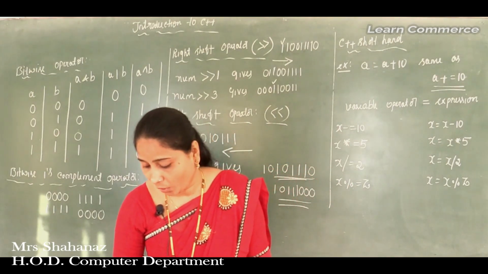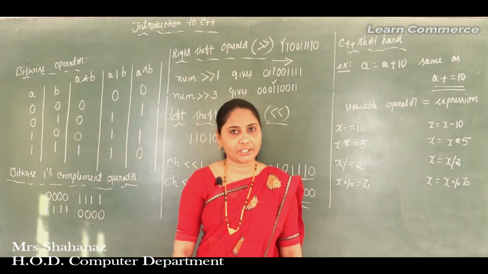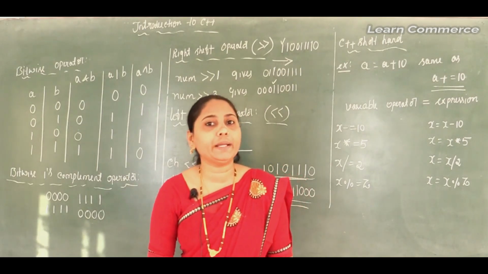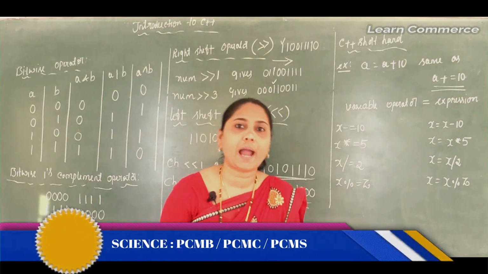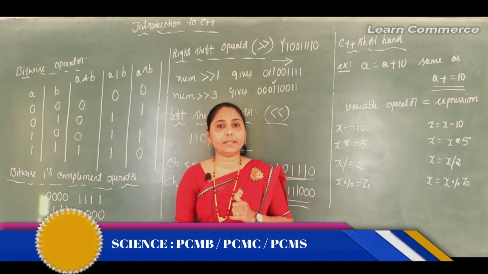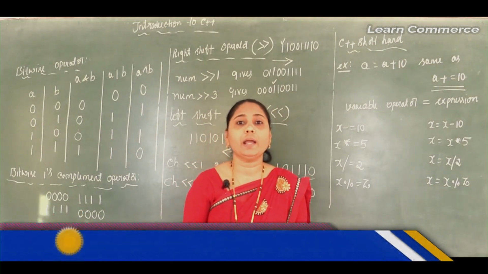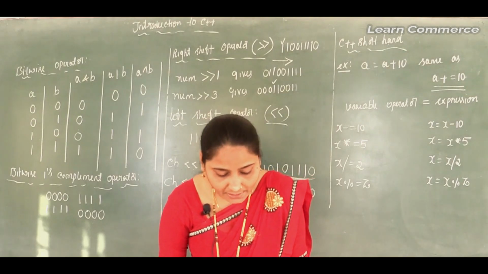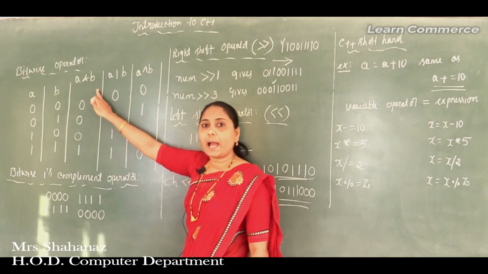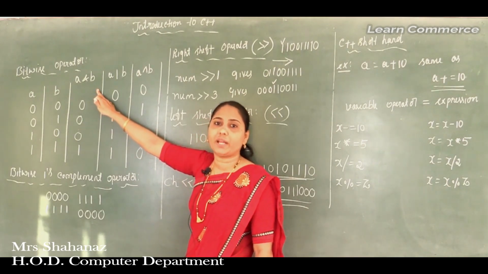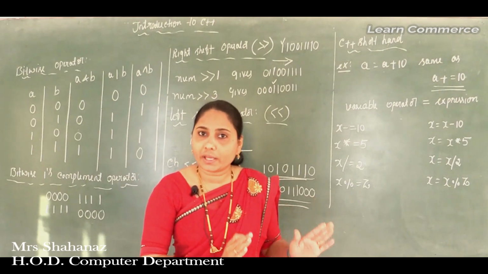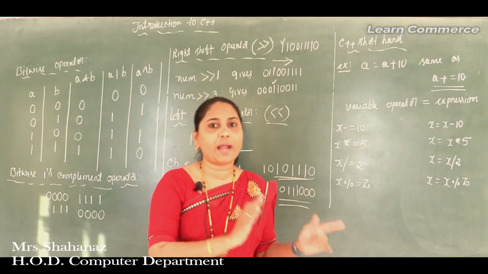As we know, the bit is the binary digit, correct? The full form of bit is binary digit, and the binary digit values are 0 and 1 only. The bitwise operator works on bits and performs bit by bit operation. That means here we are not going to take any other value, just only the values 0 and 1.